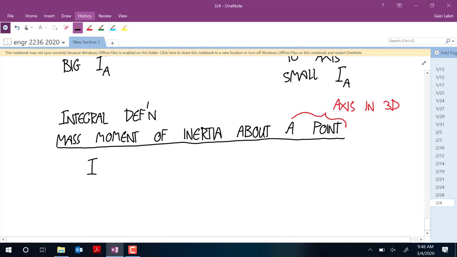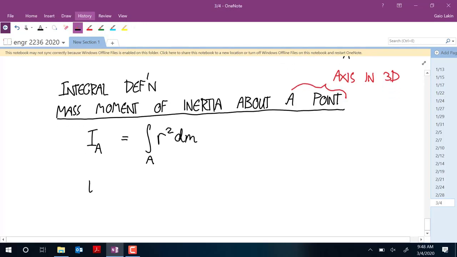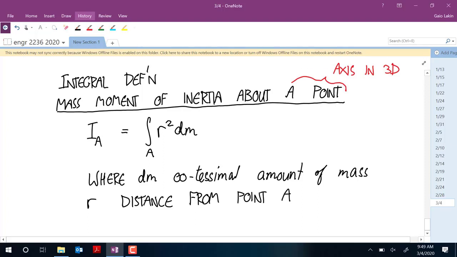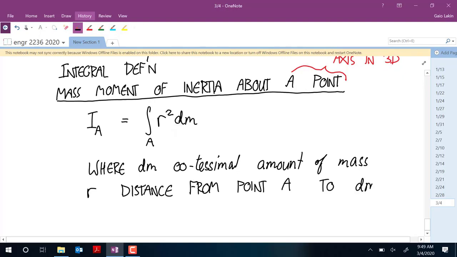And that definition is I sub A is equal to the integral over the whole area of r squared dm, where dm is an infinitesimal amount of mass and r is the distance from the point A. That's also, if it's in 3D, we're talking about an axis, but in 2D, that's a point to that piece of mass dm.